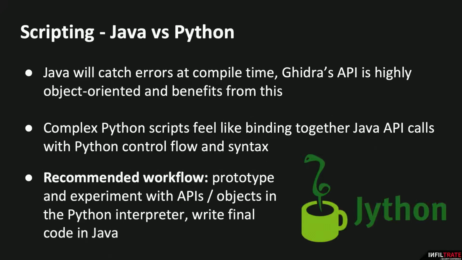One last thing, an opinion: Java versus Python. I showed you the Java and the Python APIs, and I know a lot of people don't like Java. It's not the coolest hip language anymore. Python is a lot cooler. I do think Java is better for working with Ghidra.